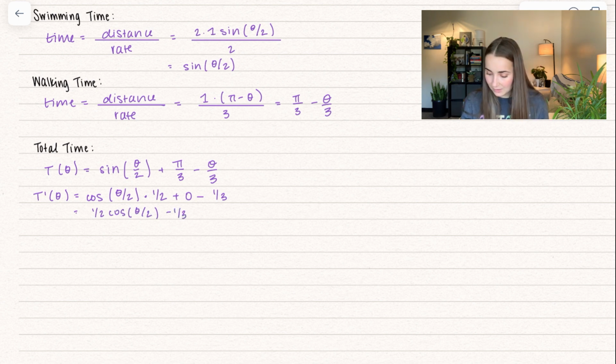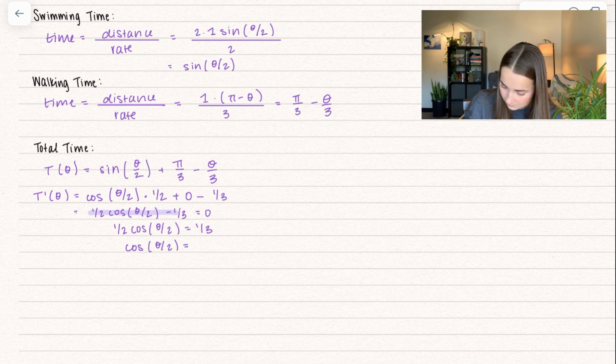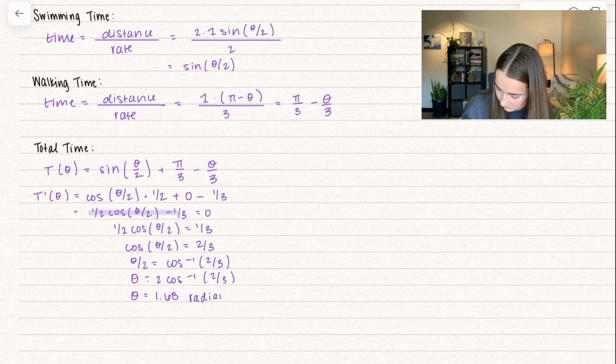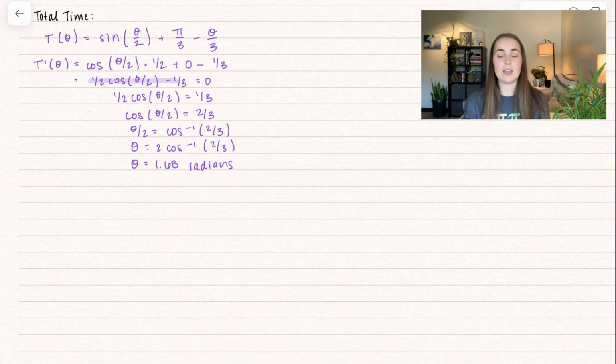So here we have our simplified form of the derivative, and remember, we want to go ahead and set this equal to 0 and solve for the critical value. So I'm going to go ahead and do that. Okay, this is for sure a calculator problem. I used it. I got 1.68 radians. This is our critical value.